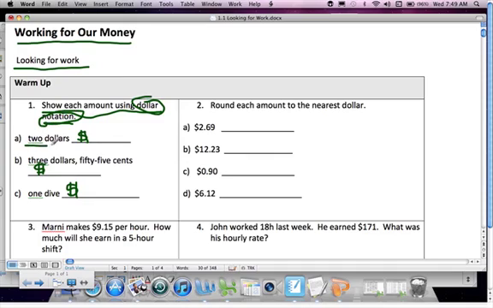If we read the first one, it's $2. So you could indicate $2 like that. The second one tells us that there's $3. And the last one should say 1 dime. Although it says 1 dive, we're just going to pretend right now that it's 1 dime.